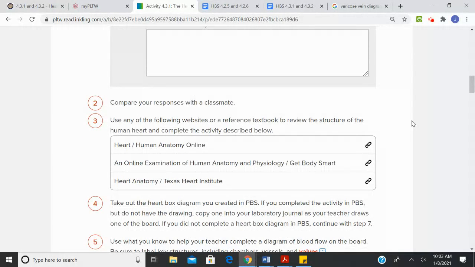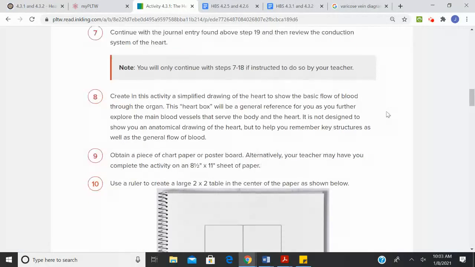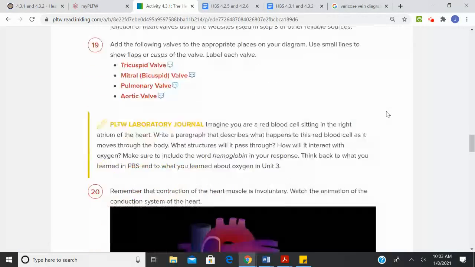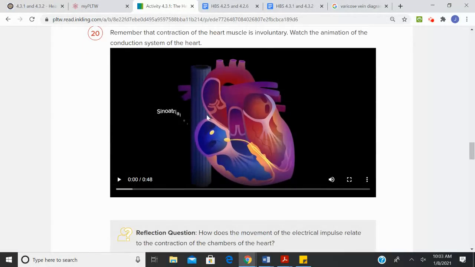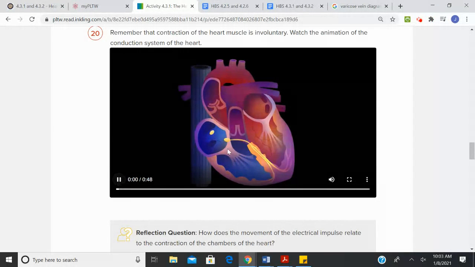So we're looking at the cardiovascular system. Here are some links that you can look at. And then there is a diagram here that shows the blood flow of the heart. We're going to spend a lot of time talking about this in class, so I'm not going to spend too much time talking about it.